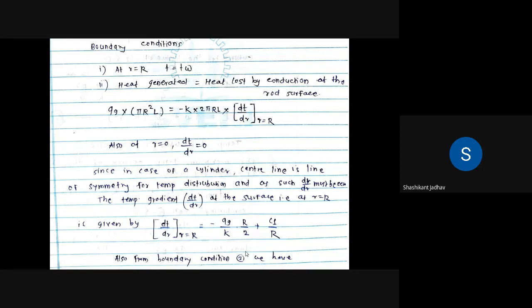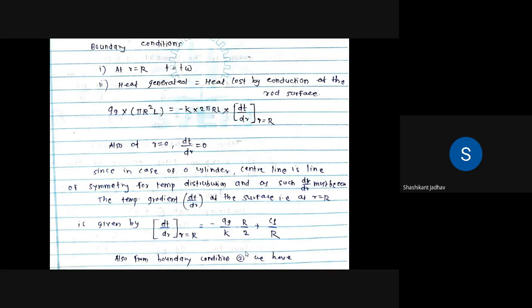And then we have written the second boundary condition: heat generated is equal to heat lost by conduction at the surface. And what is that equation, small qg into pi r square L is equal to minus k into 2 pi r L into bracket dT by dr at r is equal to R. So from that boundary condition we have to write down the equation for dT by dr at r is equal to R. Already from equation 2 we have written this equation, dT by dr at r is equal to R. Similarly from the second boundary condition we have to write dT by dr at r is equal to R.